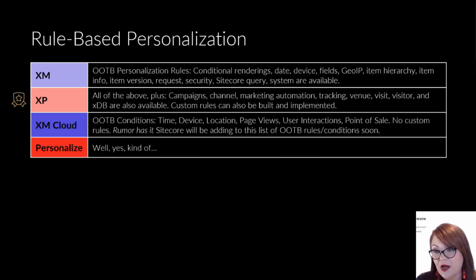personalization. With XM Cloud, there's a good handful of really useful out-of-the-box conditions or rules. So there's time, device, location, page views, user interactions, point of sale, and you can create variants of these rules to a certain extent. But from what I understand, you can't really customize rules. Now, I was at Sitecore DX in Boston last month, and one of the things that Dave Flanagan said was that sometime in 2023 they're going to be adding to that rule set. So hopefully we'll have a few more to play with.